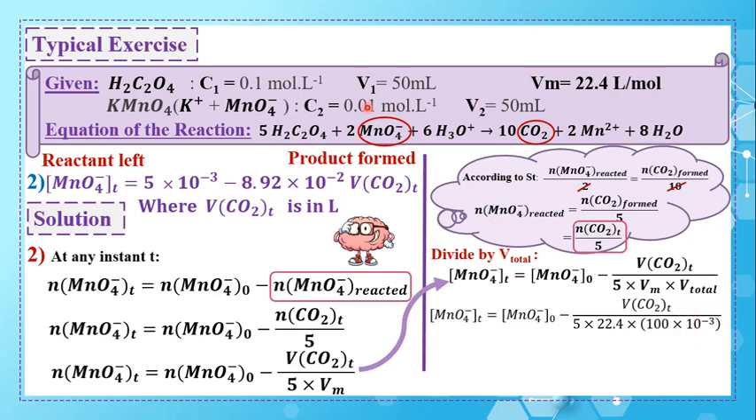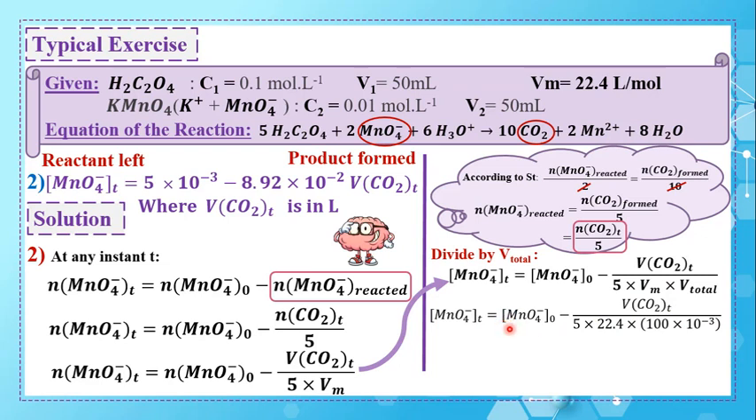also. So V total is V1 plus V2, 100 milliliter, times 10 to the power minus 3 to have it in liter, and V of CO2 here is in liter, so I will simplify liter by liter, and here the unit liter per mole will be mole per liter, which is the unit of concentration. So, okay, these numbers are correct.